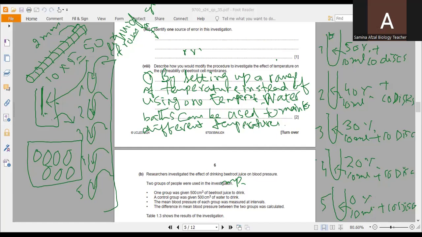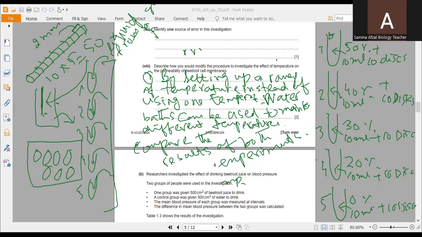Then you can compare the results of both experiments. So in this way, you can modify your experiments, and in this way, you will come to know at which temperature the results have shown the good results or the good color as well.